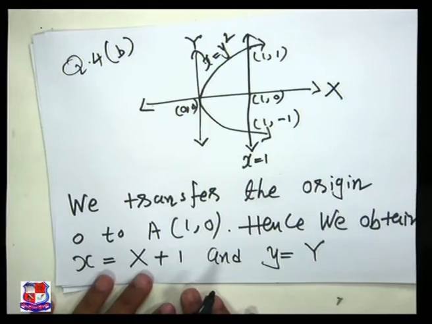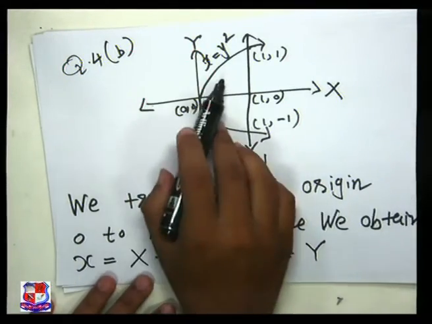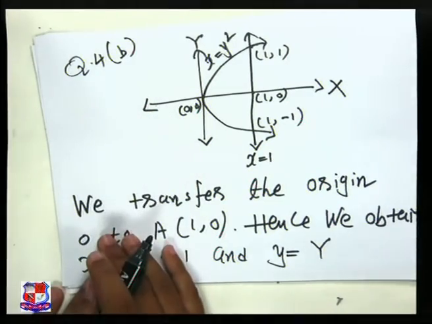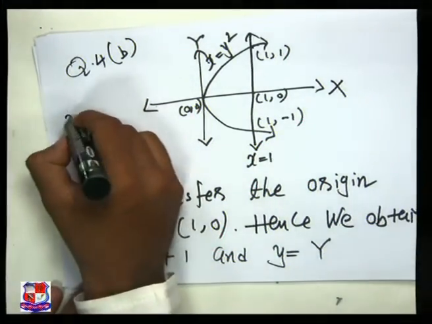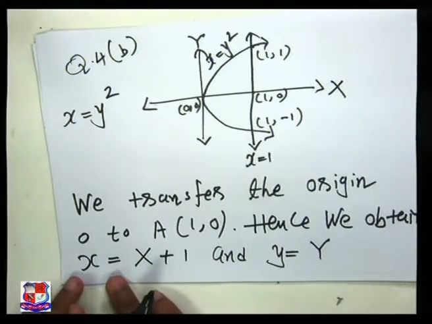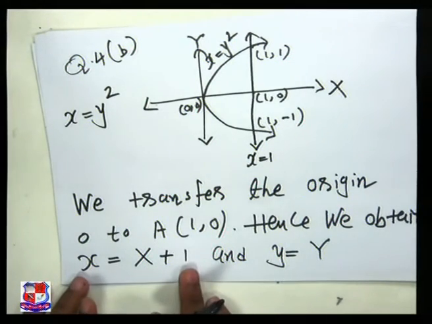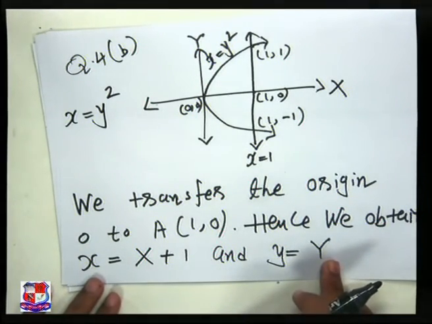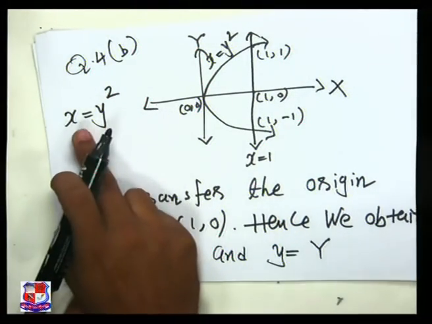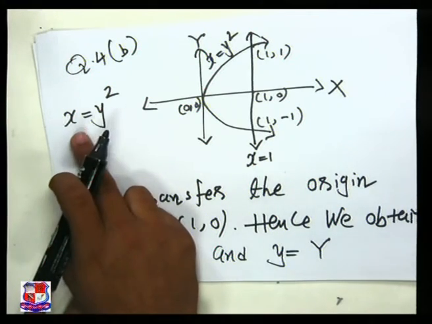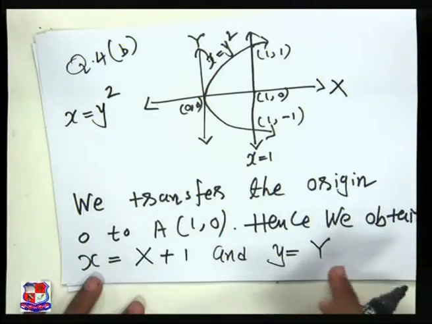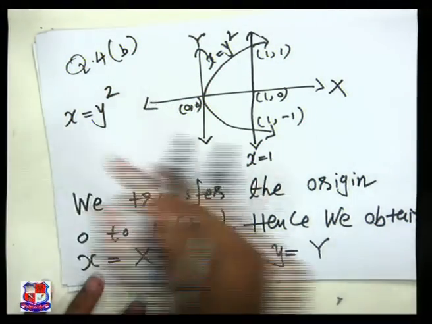So the equation of the curve becomes, now you can see the curve is x is equal to y square. Now x is equal to capital X plus 1 and y is equal to capital Y. So that's why capital Y square is equal to capital X plus 1. This is our curve, x is equal to y square. This is a parabola, right? So now our new curve becomes capital Y square equal to capital X plus 1.